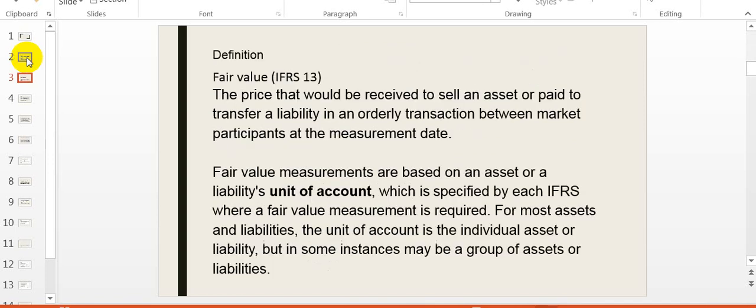So what is this fair value? Fair value is a price that would be received to sell an asset or paid to transfer a liability in an orderly transaction between market participants at the measurement date. What does that mean? It means it's a price which you would sell a product to someone whom you are not connected, you are not related, you've got no relationship. Okay, at a particular date.